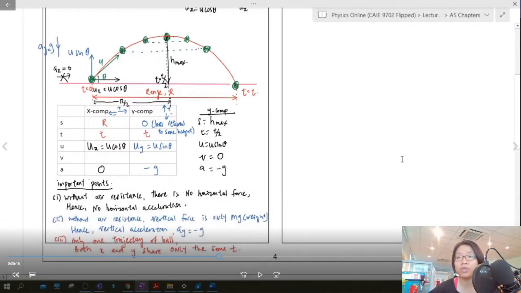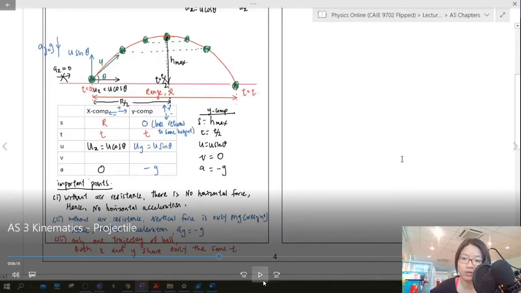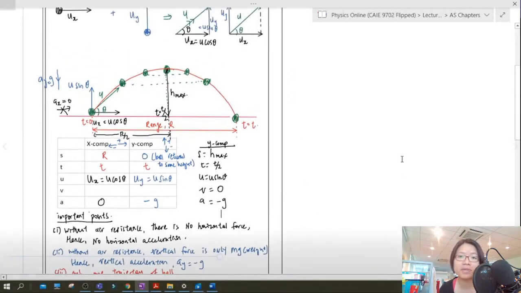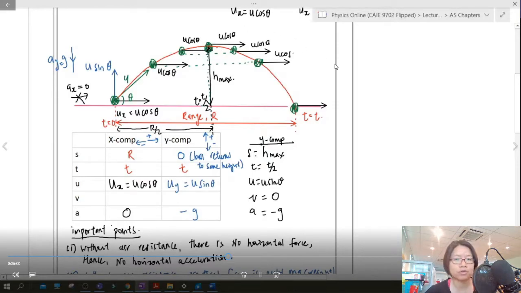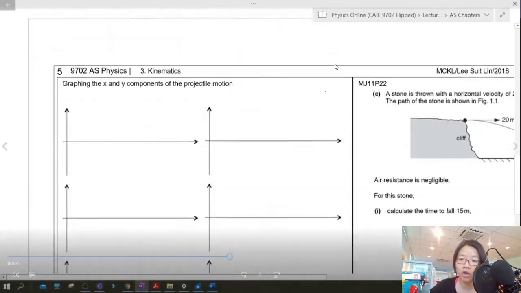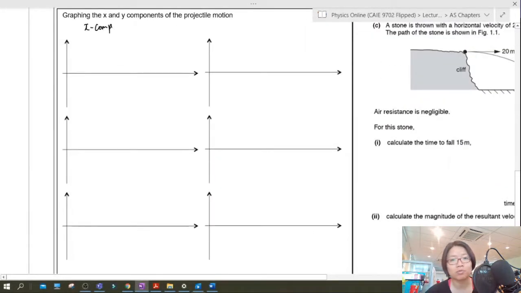Okay, so to recap, and also to fill in your notes so that you have something to study. I'm going to very quickly label out all the ux and uy's, or the horizontal component of the velocities along the trajectory. And as you can see, they're all the same. It'll be u cos theta, u cos theta, u cos theta, u cos theta. Hopefully you get the idea. Horizontal component velocity will always be the same.